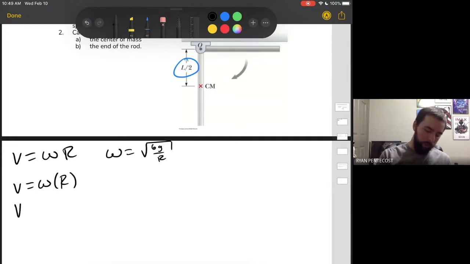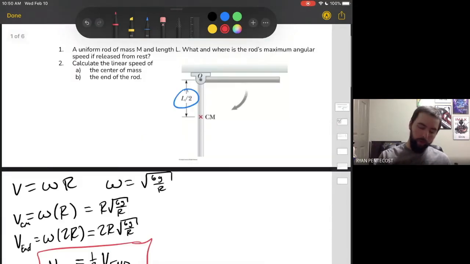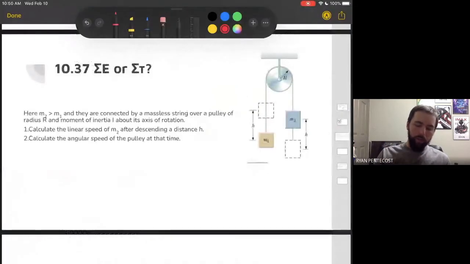So that's the center of mass. Then here you have the end. The velocity at the end, you'd have omega times 2r. So right off the bat, you can see that the velocity at the center of mass is half that at the end of the rod, and the velocity at the end of the rod is double the velocity at the center of mass. Now we will move on to summation of energy or summation of torque.